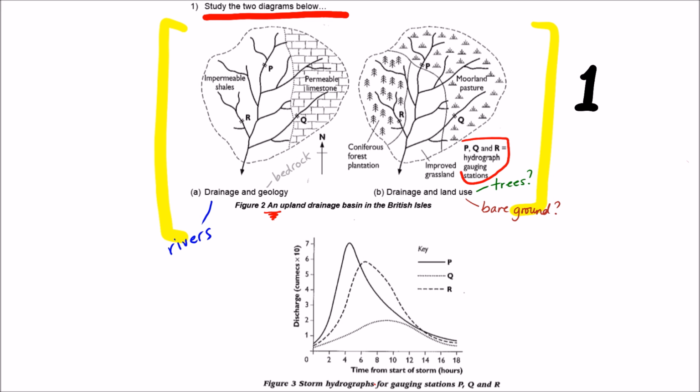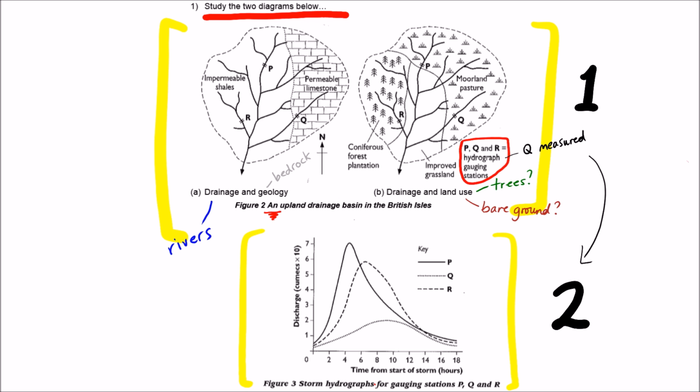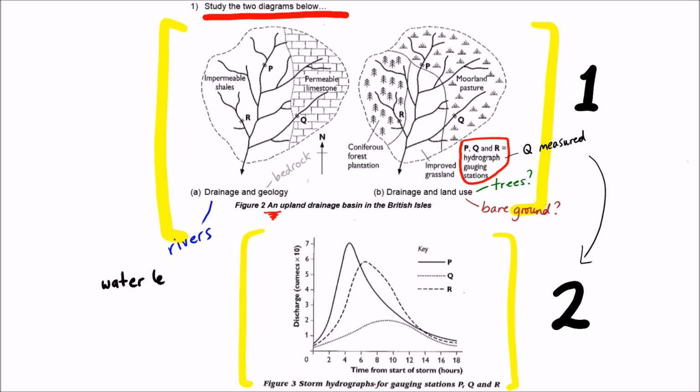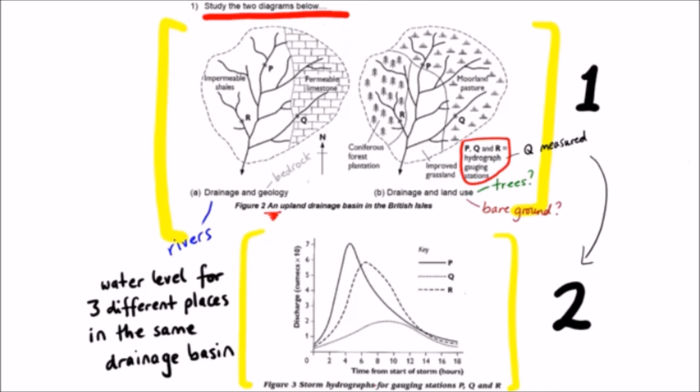Now the next thing to notice is the three hydrograph gauging stations P, Q and R. This is where discharge is measured. This is what links the first set of diagrams to the second one, or Figure 3, which, if you read at the bottom, is storm hydrographs for the three gauging stations P, Q and R. So it basically shows the water level for three different places in the same drainage basin. It is not three different drainage basins, but you can see from the map above that they're all in the same one.